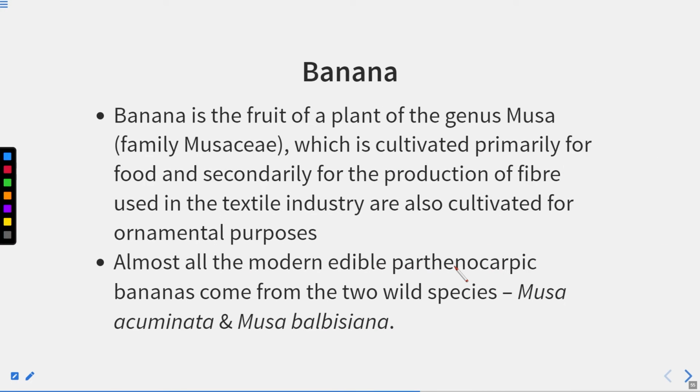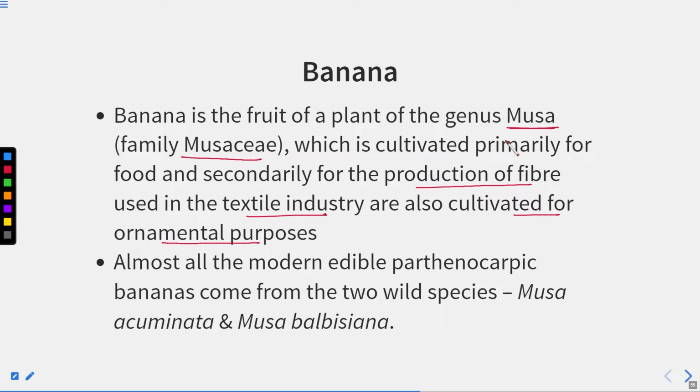So let us start. Banana is the fruit of a plant of the genus Musa. This is the genus name Musa, and the family is Musaceae. It is cultivated primarily for food and secondarily for the production of fiber used in the textile industry, and is also cultivated for ornamental purposes.